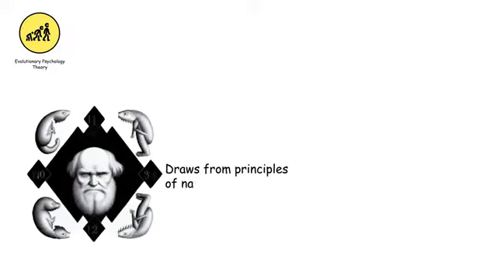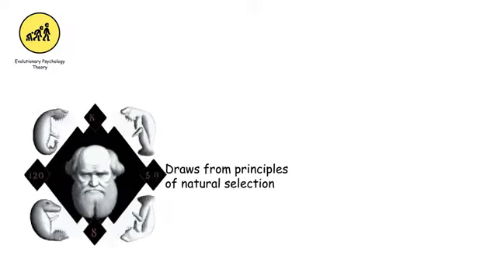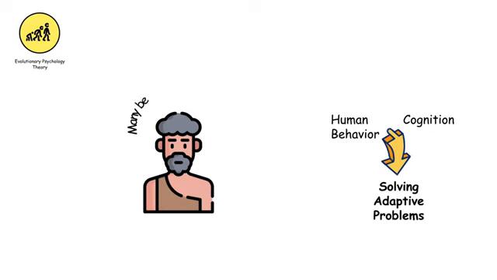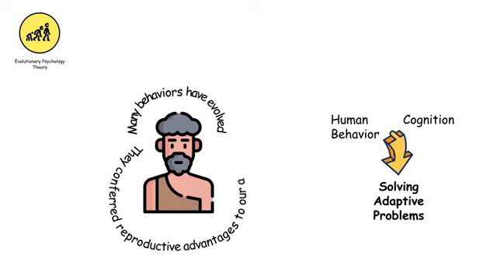Evolutionary psychology theory. Drawing from principles of natural selection, evolutionary psychology explores how human behavior and cognition have evolved to solve adaptive problems. It suggests that many behaviors have evolved because they conferred reproductive advantages to our ancestors.